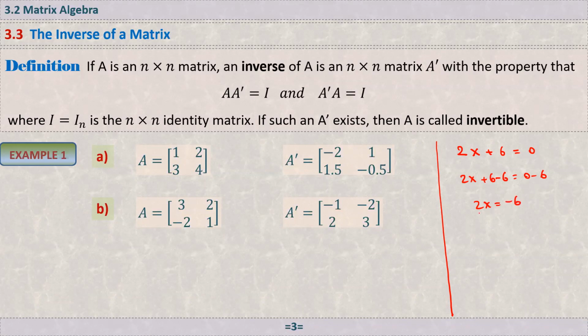Now I have to eliminate this 2. How can I actually eliminate this? We need to multiply this 2 by its multiplicative inverse so that we will have only the identity element, that is 1. What is the multiplicative inverse of 2? That is 1 over 2. That is 1 over 2 times 2x is equal to 1 over 2 times negative 6. So 1 over 2 times 2, that is 1. Here we have x, and here we have negative 3. And 1 times x in the real number system is just x. And here we have minus 3.